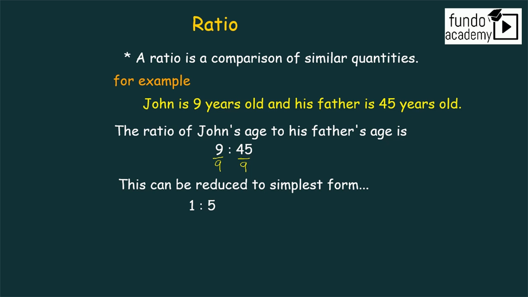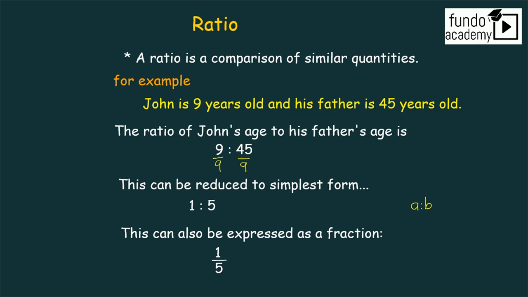Alright, so we can also express this ratio as a fraction. So 1:5 as a fraction is 1/5, like that. So that tells us that whenever you have a ratio A to B, it's the same as A/B as a fraction.